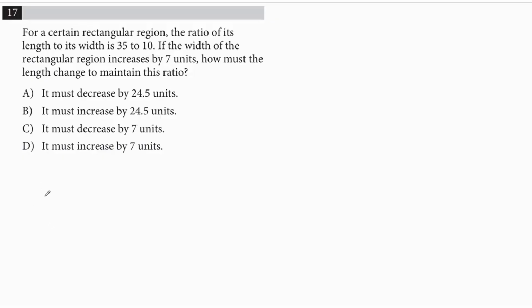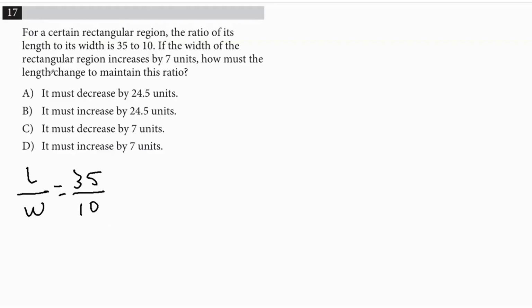All right, I'm going to write down what we know so far. So it has a ratio of its length to its width of 35:10. So therefore its length is 35. Its width is 10. So basically it's longer than it is wide. That's fairly straightforward. Totally understandable.